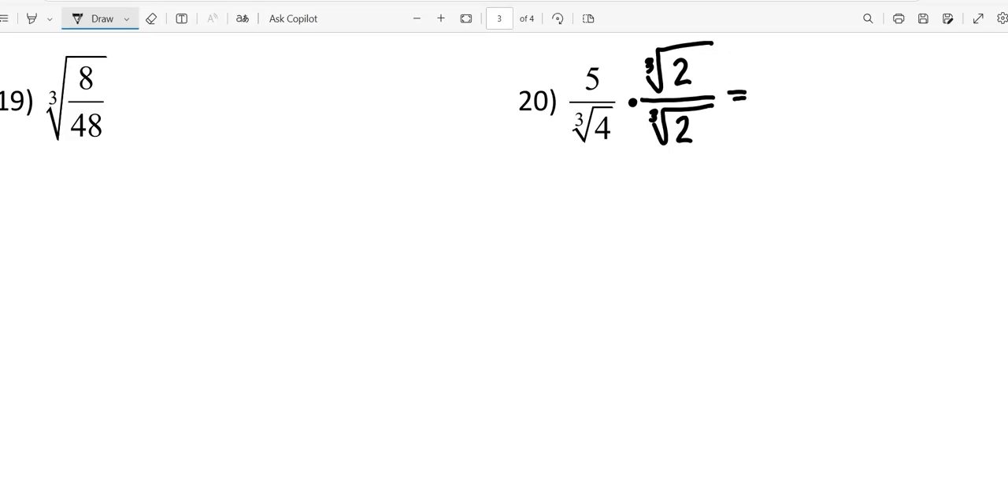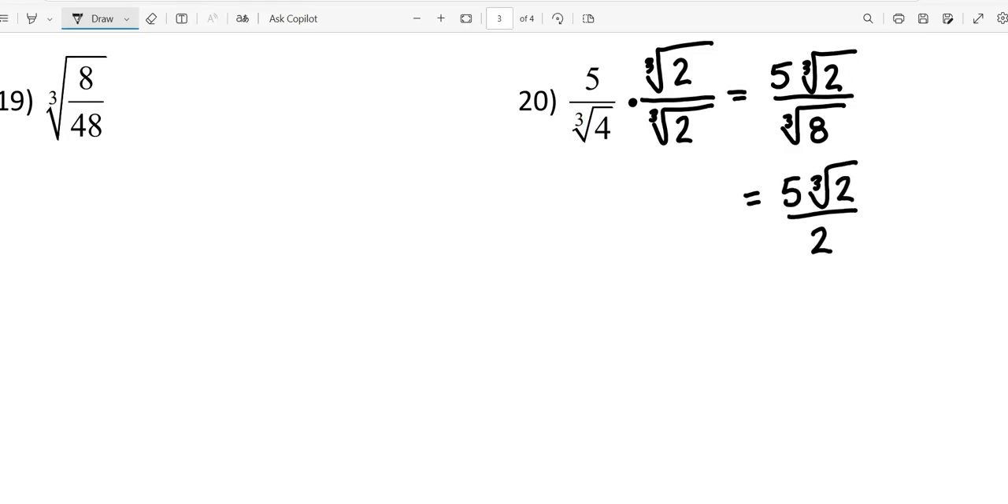Same as the last one, the numerator is going to be 5 times the cube root of 2. The bottom is going to be the cube root of 4 times 2, which is the cube root of 8. And what is the cube root of 8? 2. So 5 cube root of 2 on the top over 2 on the bottom. You can't divide 2 and 2 here because the 2 in the numerator is in a cube root and the 2 in the denominator is not. No common factors between 5 and 2, so we're good here.